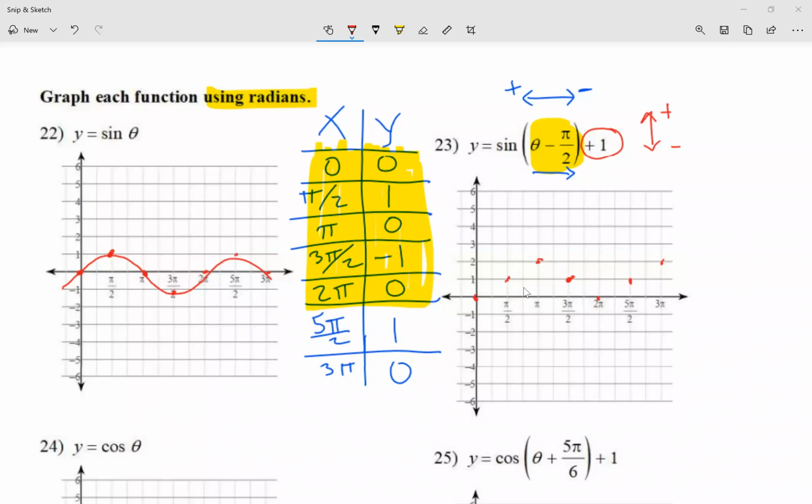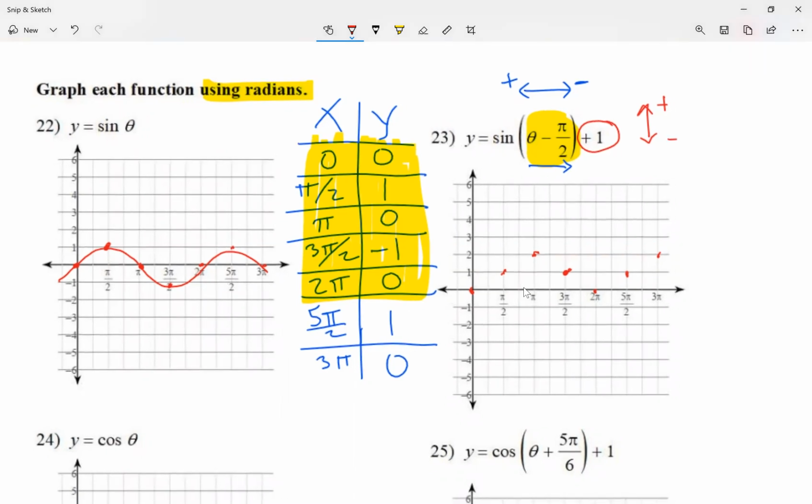Okay, now all these points that you guys just see that it just appeared, what happened is that each of my original points on question number 22, each of them, I moved pi over 2 to the right and up 1. So that's why I came up with all these points. And my graph would look like this.